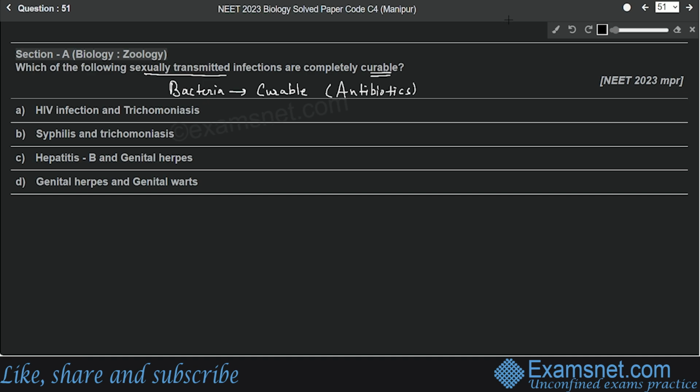In the first option we have HIV infection and trichomoniasis. So here the HIV infection is caused by viruses. Okay, this is a viral infection, so this cannot be cured. Yes, trichomoniasis can be cured. Okay, this is curable. Trichomoniasis, because this is a parasitic infection. So it can be cured with the help of antibiotics.